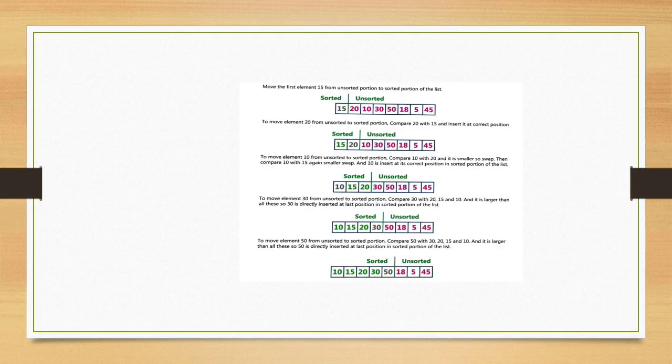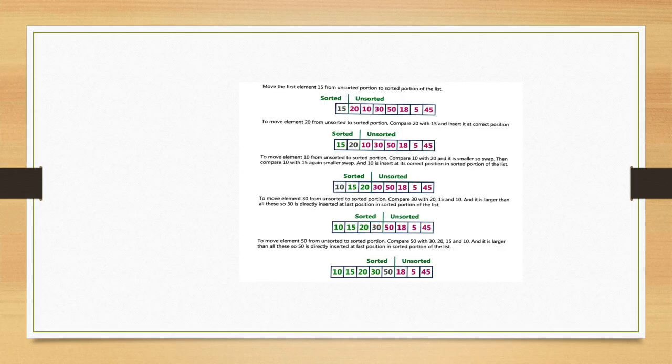To move element 50 from the unsorted to the sorted portion, compare 50 with 30, 20, 15 and 10, those on the left side of 50. 50 is larger than all the elements on its left side, so 50 is directly inserted at the last position in the sorted portion of the list.